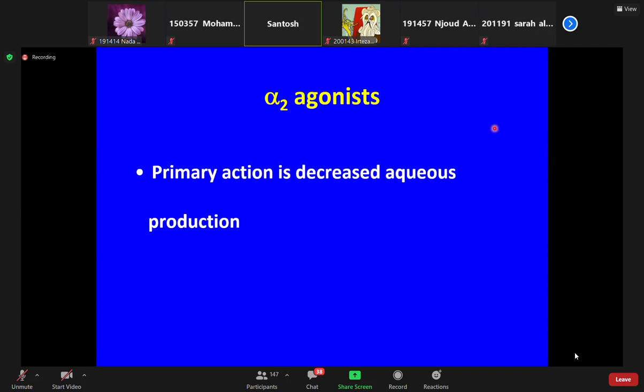They have secondary action as well, which is not mentioned here. They have a secondary role in the drainage as well, which I will not go into those details because then it will complicate the situation. But here we are talking about them as they reduce the production of aqueous humor, with maximum intraocular pressure reduction of 20 to 30%.